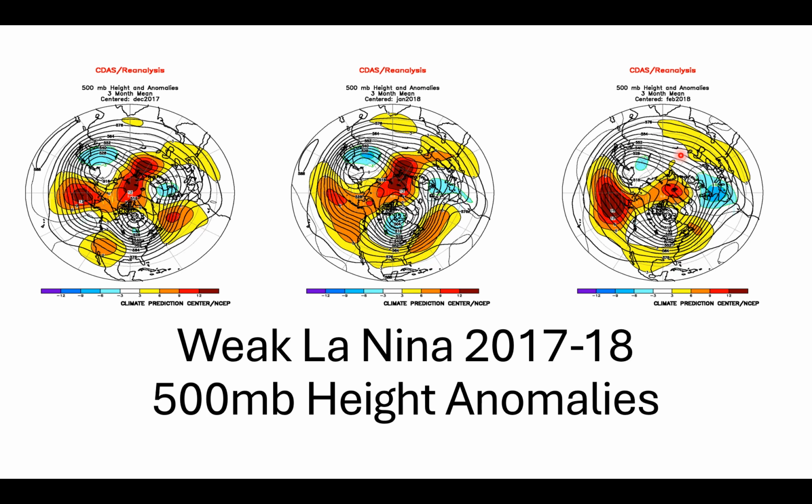And then over here on the far right, we have February 2018. We still show fairly mild conditions in association with these slightly above normal height anomalies from the southern U.S. up to the Mid-Atlantic and New England.